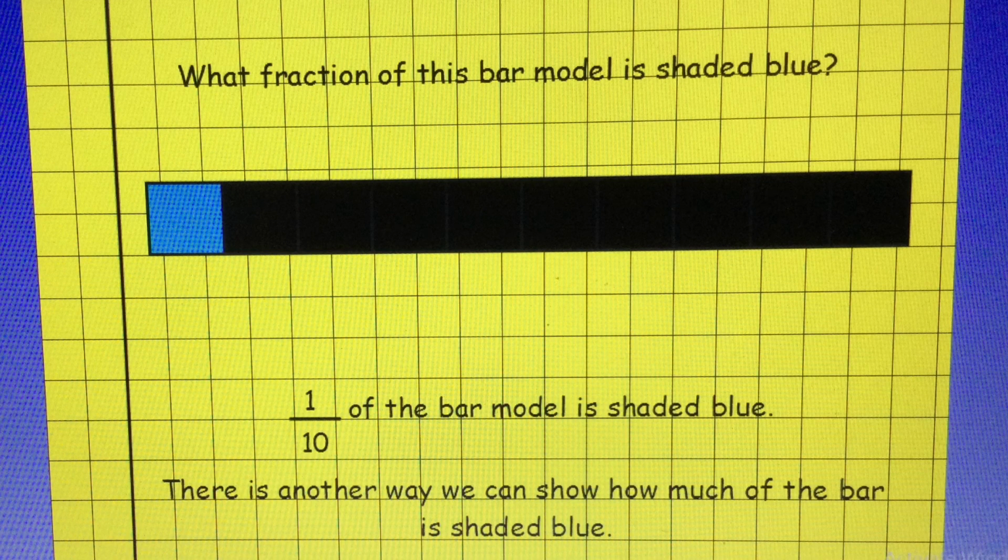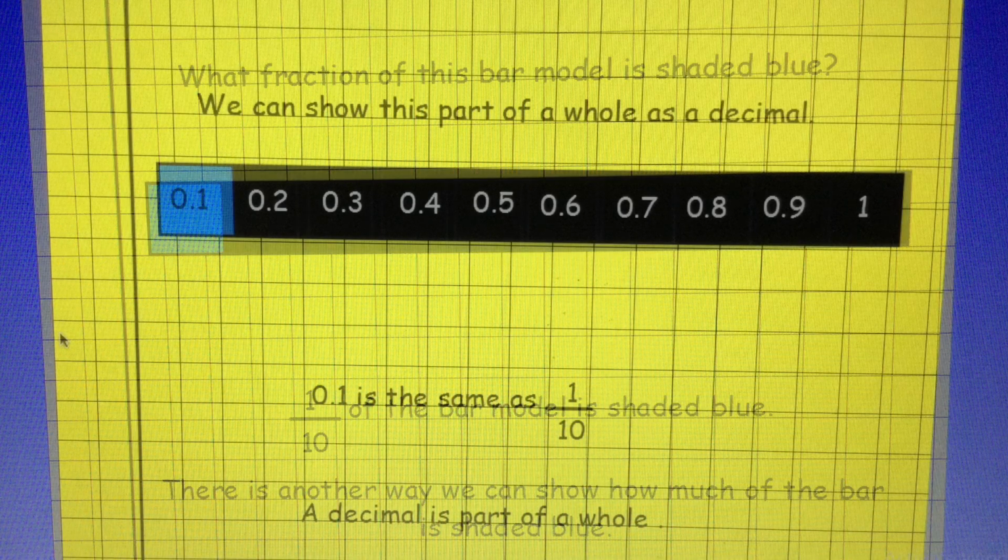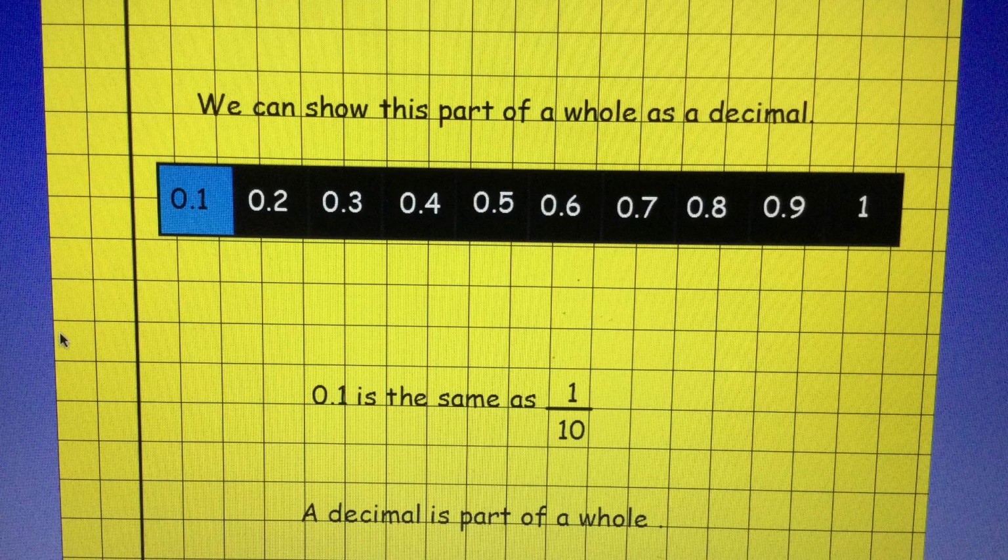Now today we're going to have a look at another way that we can show how much of this bar is shaded blue. We're going to have a look at decimals. Now we can show this part of a whole as a decimal. As you can see, the bit that's shaded in blue is showing 0.1 of our whole. 0.1 is the same as 1/10. It's equivalent.